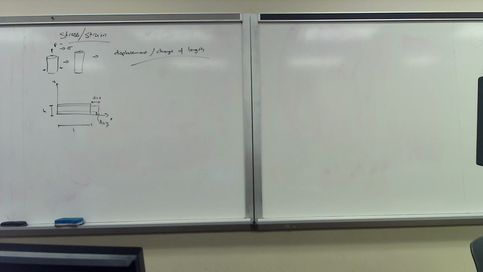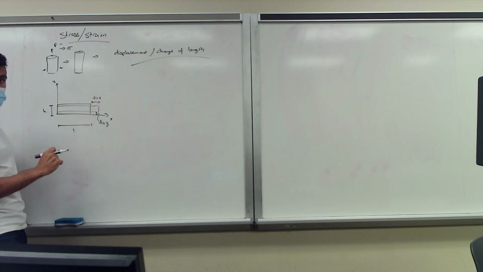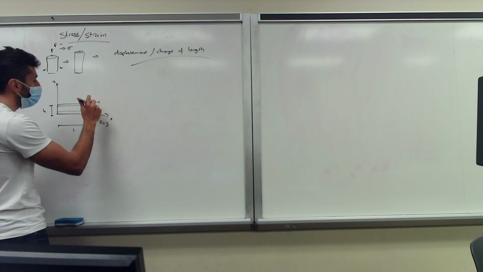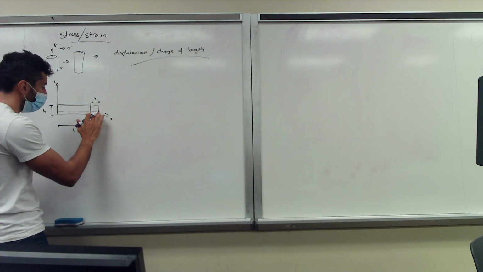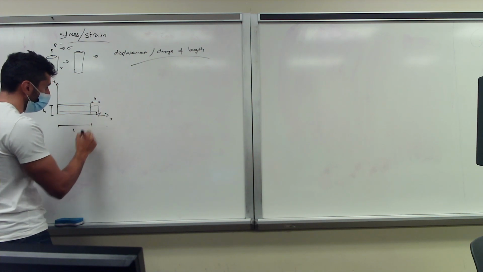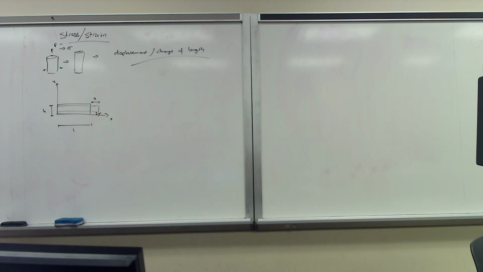So again, with convention and notation, once we have a displacement in X, we use the letter U for that. And once we have displacement in Y, we use the letter V for it. X, Y, Z; U, V, W. So displacement in Z is W.